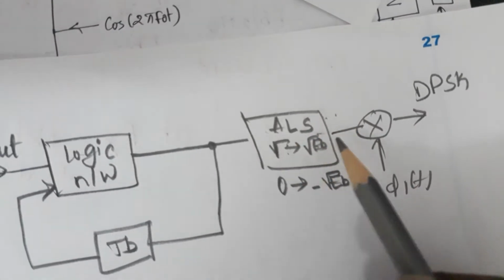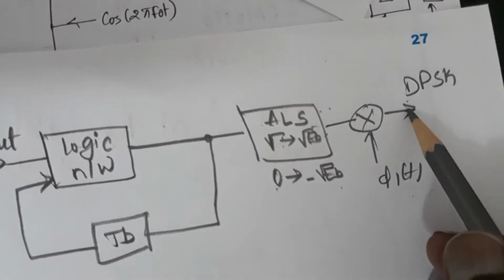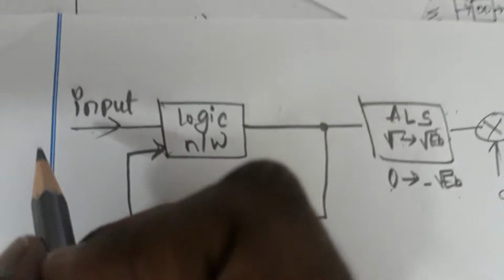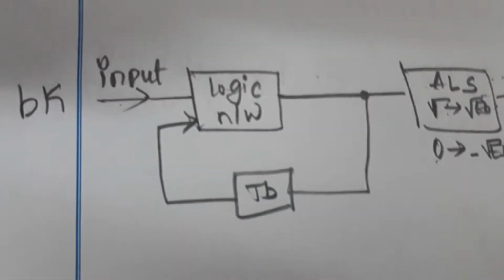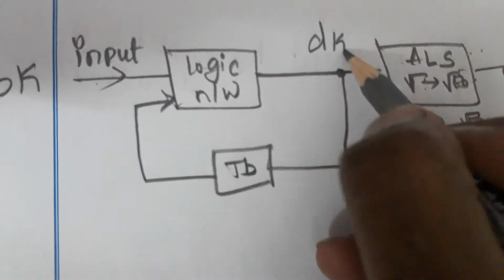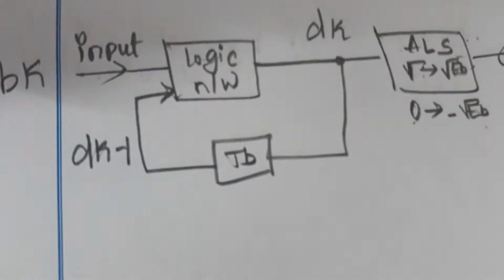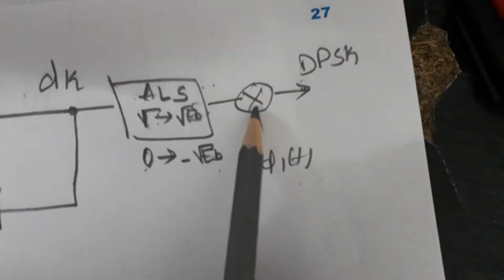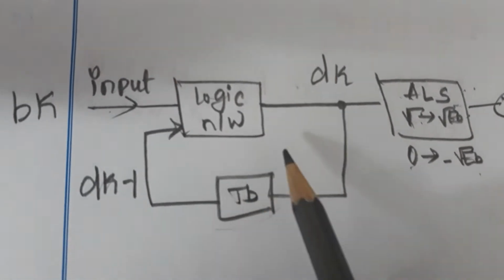Amplitude level shifter 1, root TB 0 minus root TB phi 1 of t, and this is nothing but the output you will get. The new thing here is the logic circuit, and the input is represented by BK. The output is represented by DK, and whatever I get here is represented by DK minus 1. I'm not going to concentrate on the amplitude level shifter or the multiplier. My main intention will be on the logic circuit now.